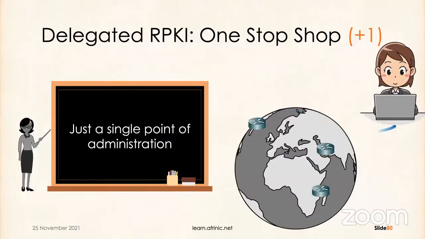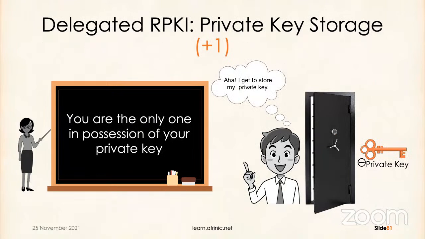Another advantage is that you have just a single point of administration. As you can see here, Mary has resources in different RIR regions. She can manage all of that from one point. If you are using hosted RPKI, you will have to have logins for different RIR portals to be able to manage those. And then you get to store your private key in this one. After all, everything is delegated to you. Even though your root certificate, which is a child of the RIR trust anchor, is signed by the RIR, you get to keep your own private keys, okay?